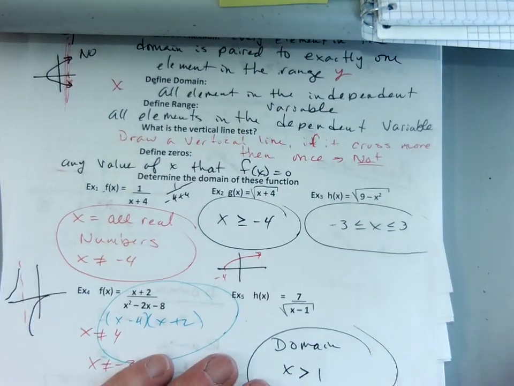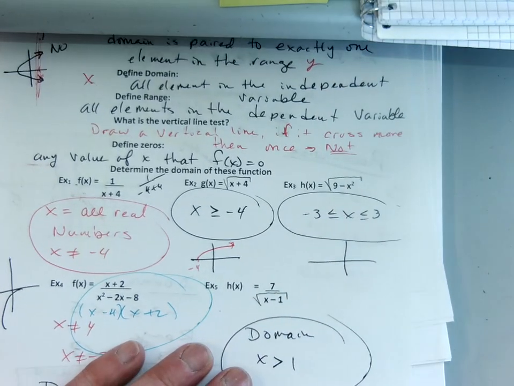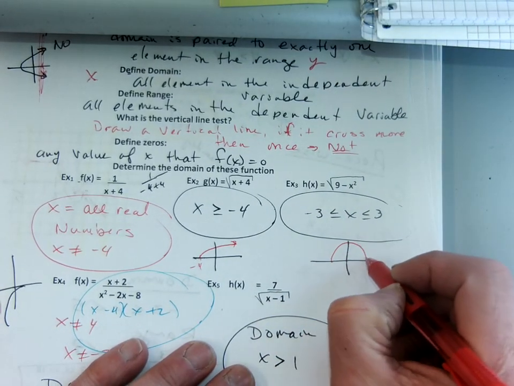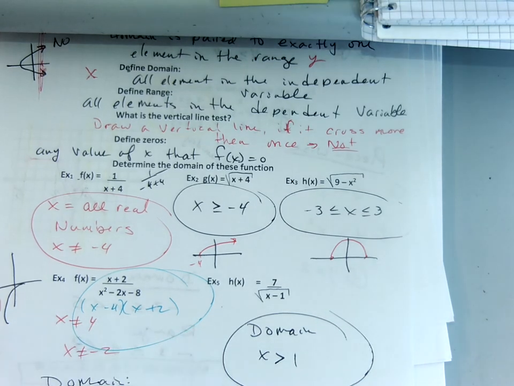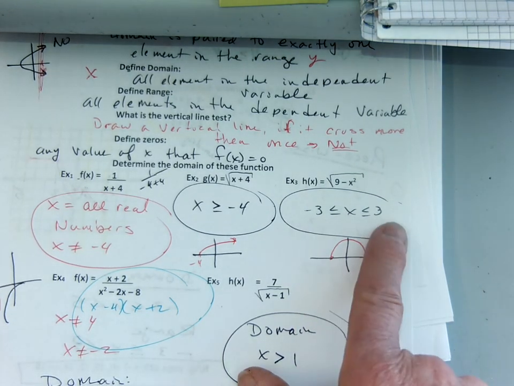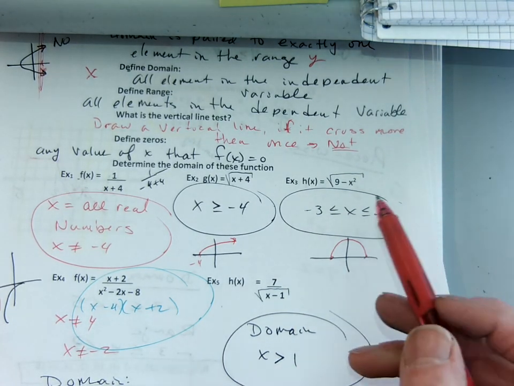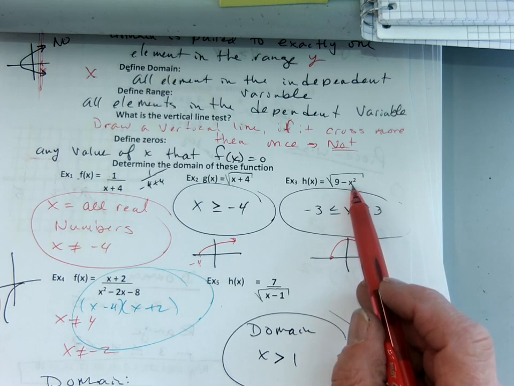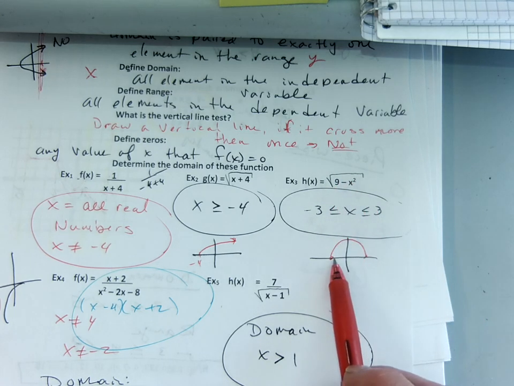This one's weird because when you graph this one, you get a half circle, right? You'll graph it on Desmos. And so the domain exists between -3 and 3 because any other value will make it have a negative square root, which you can't. So that's the domain from -3 to 3.